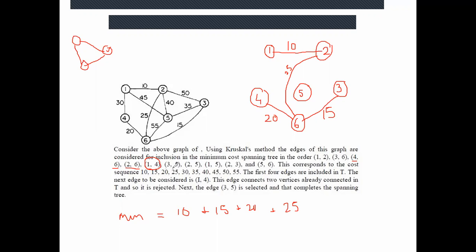Okay, next Neha, what is the next edge? 3, 5. What is the weight of that? Ma'am, 35. Is it creating any cycle? No, ma'am. So I will add that to my spanning tree and the minimum cost will become plus 35. Okay, next Jyoti.